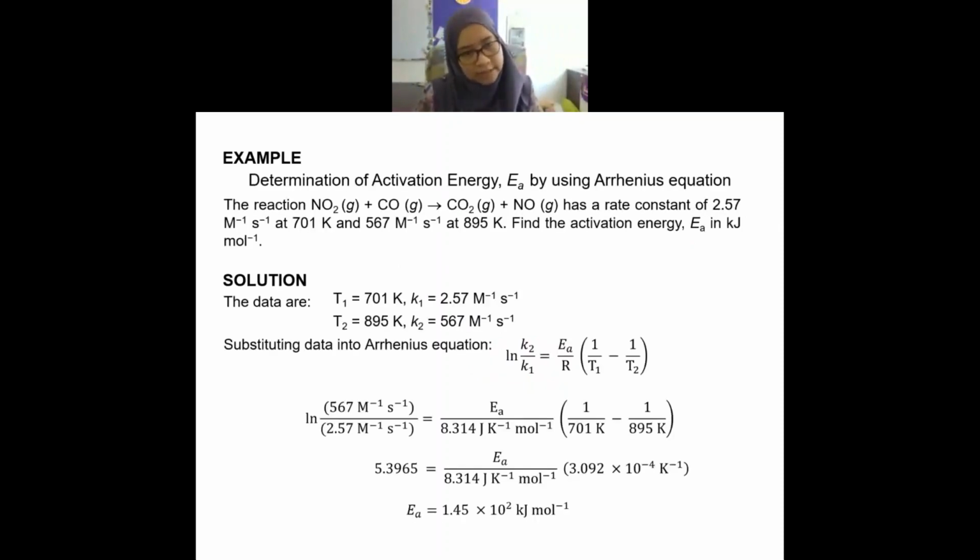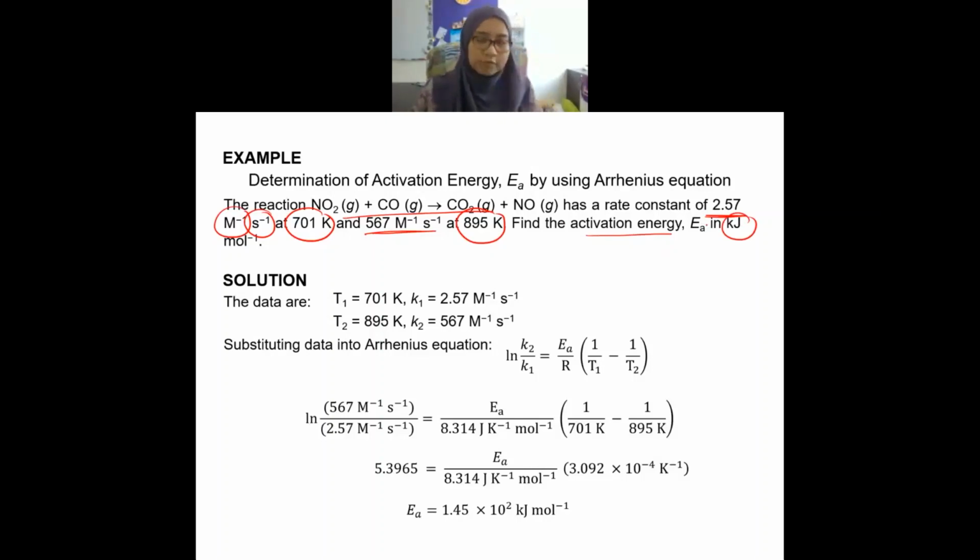Okay, alright. So another example, determination of activation energy. Sama juga, okay, this one has a rate constant. This is the formula, and this is the equation, and then this is the rate constant at 701 Kelvin, M negative 1, S negative 1, so tahu ni second order ni. Okay, kalau dah hafal unit of rate constant, boleh tahu dah straight away. Okay, and then this is the second rate constant at 895 Kelvin. So you are asked to find the activation energy in kJ per mole. Again, in kJ per mole.